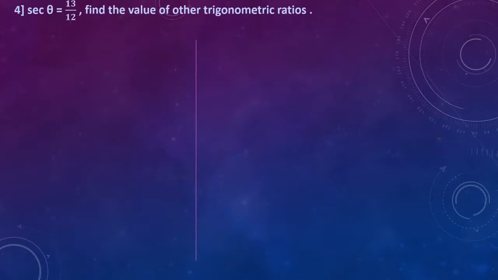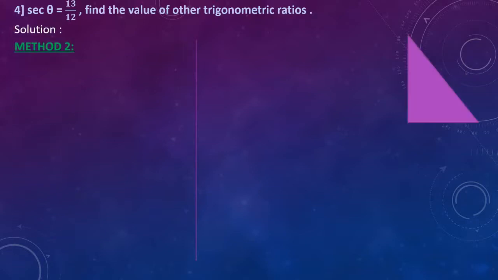Now let us see the fourth question of our problem set. Sec theta is equal to 13 upon 12. Find the value of the other trigonometric ratios. Now this sum is also to be done by the same method, that is method 2. So let us start with method 2.